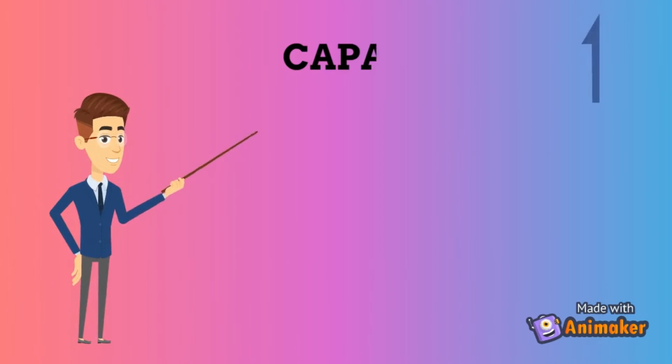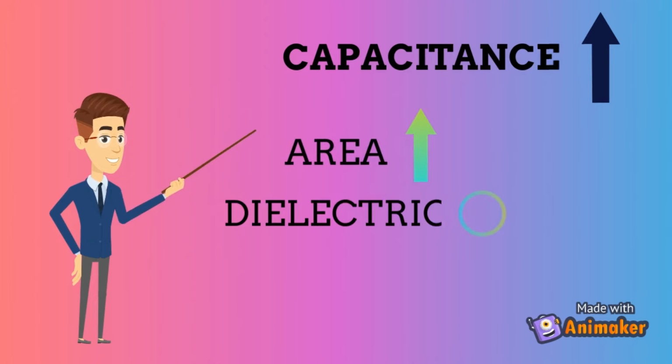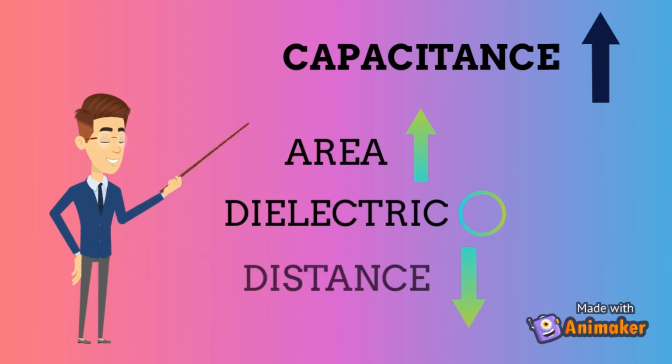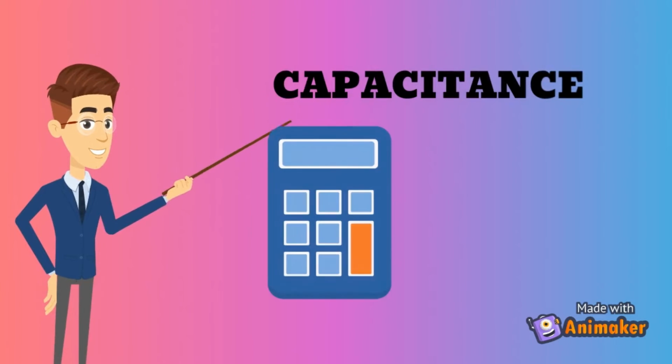As a conclusion, to create the largest capacitance possible, we want to make the area of the plates as large as possible, insert a dielectric between the plates, and also move the two plates as close together as possible. Now, let's try to calculate the capacitance of a capacitor.